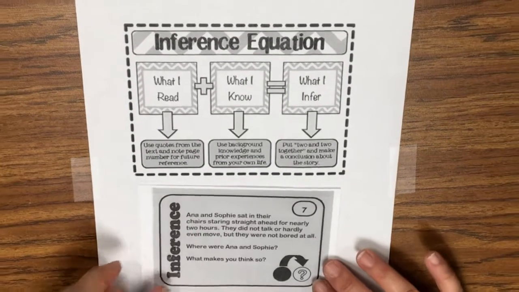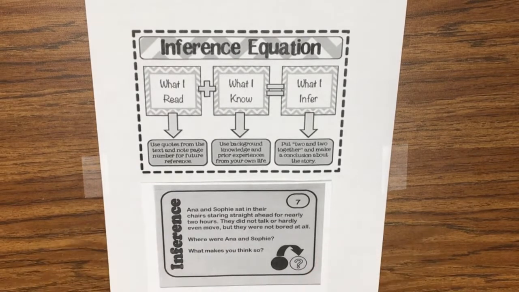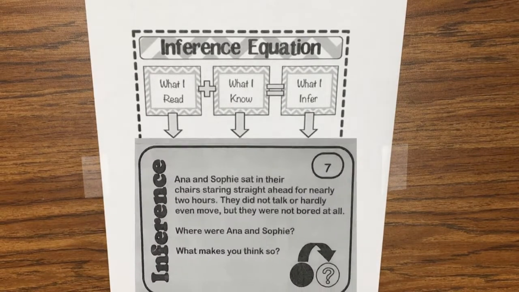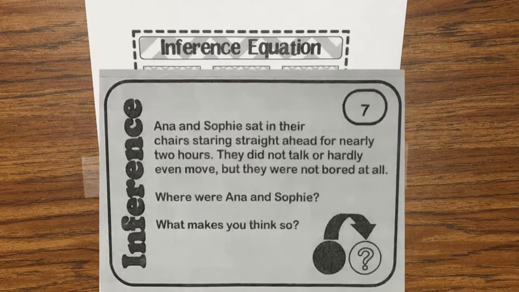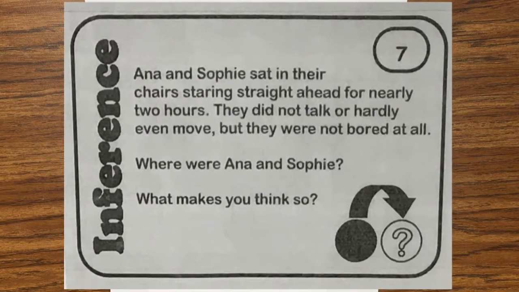You can also give your child different scenarios. This is one example. Anna and Sophie sat in their chairs staring straight ahead for nearly 2 hours. They did not talk or hardly even move, but they were not bored at all. Where were Anna and Sophie, and what makes you think so?